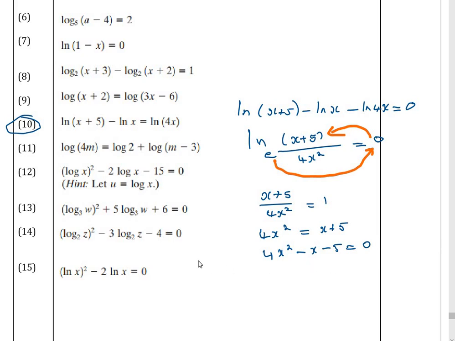Okay, and do your formula. And then remember, the last thing is to come back and check if they're both valid. Both your answers are valid. We've got 1 and 4 here. We've got 1 and 5 here.